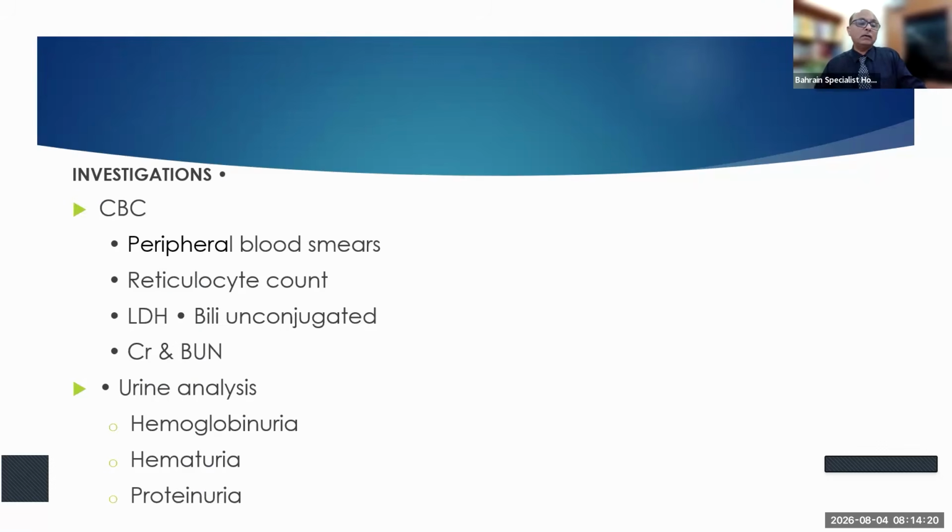Investigations. Basically, we have to stabilize the patient, and blood tests should be run. CBC and peripheral blood smear with schistocytes is one of the hallmarks to diagnose HUS. The reticulocyte count will be increased, and LDH will be increased because of hemolysis. Unconjugated bilirubin will be increased. Renal involvement will lead to creatinine and urea abnormalities. Urine analysis will show hemoglobinuria or hematuria, and proteinuria.